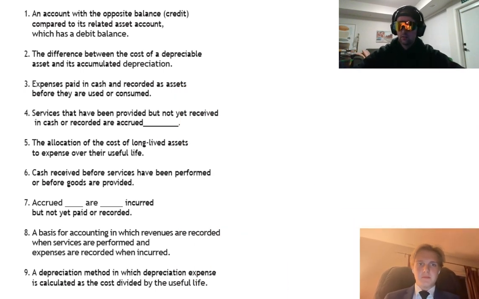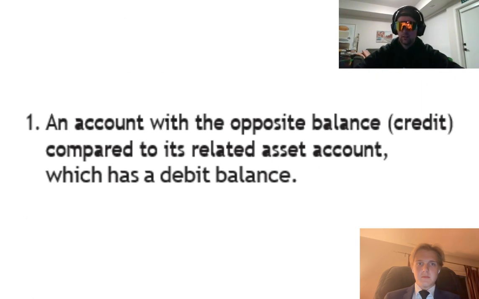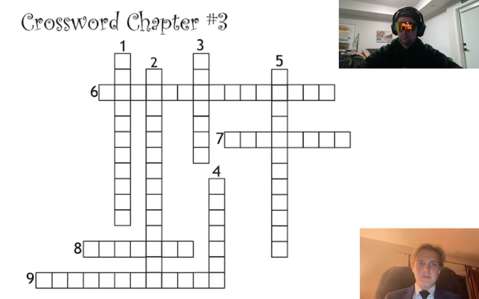Okay, to start, it says an account with the opposite balance, credit, compared to its related asset account, which has a debit balance. Any guesses? I'm not too sure, to be honest. No worries, man. The correct answer would be contra asset. So this is somehow against an asset?